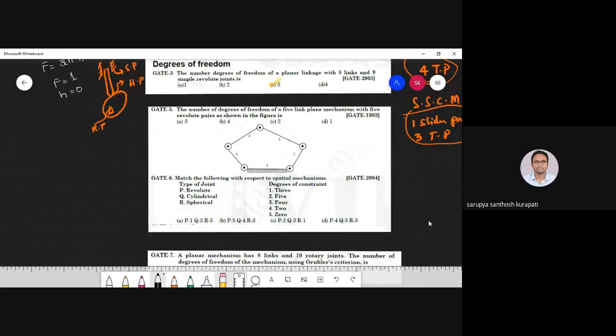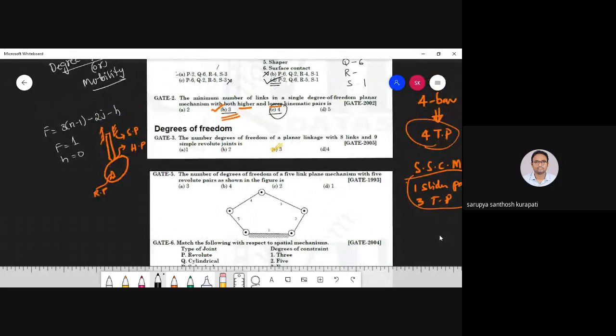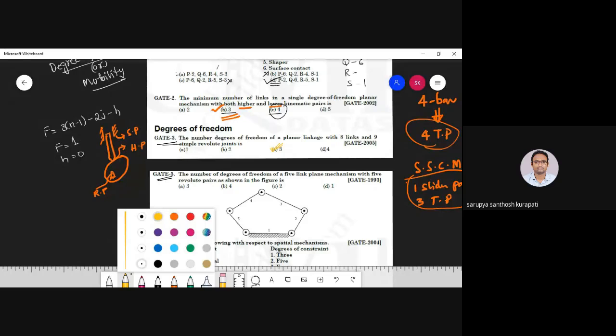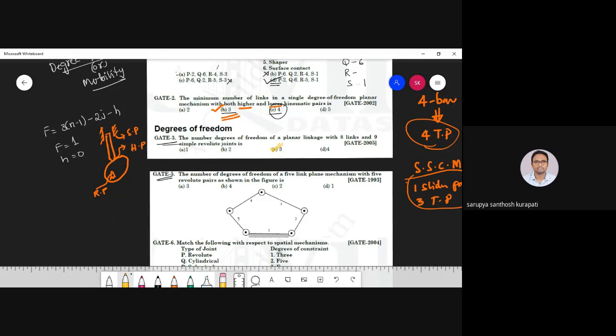If you see here, we were discussing degrees of freedom in the last class. Up to the third question we have discussed, and we'll discuss the fifth now. Seema, take your book, pen and calculator with you, and please let me know the answers. Fifth question: the number of degrees of freedom of a 5-link planar mechanism with 5 revolute pairs, as shown in the figure. So this is the mechanism.